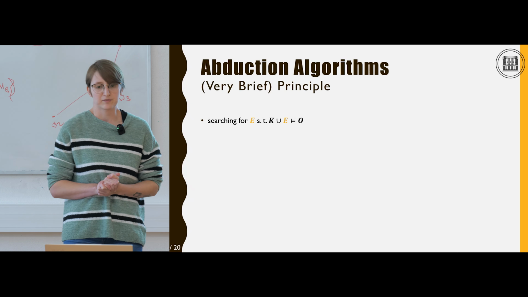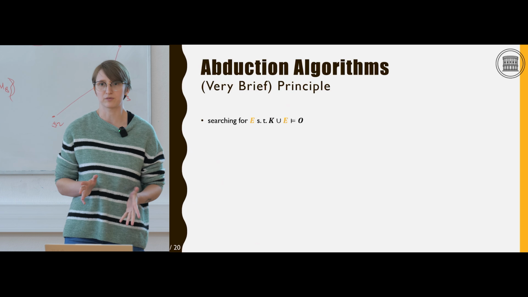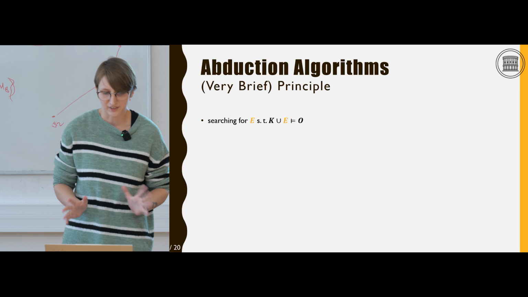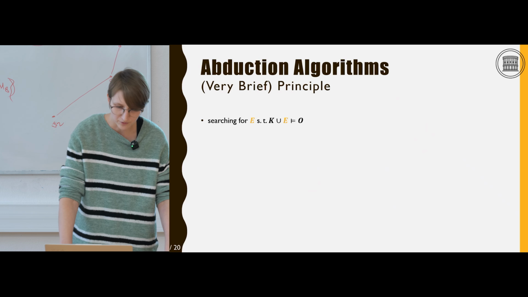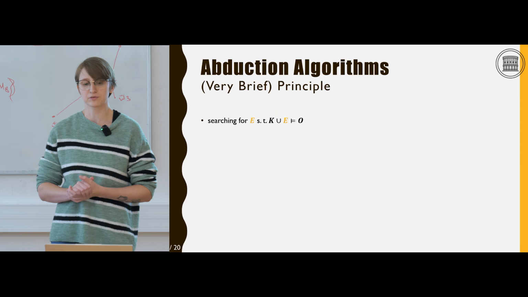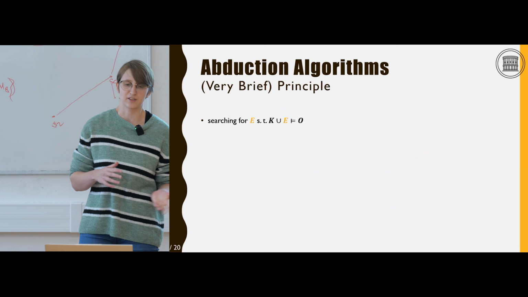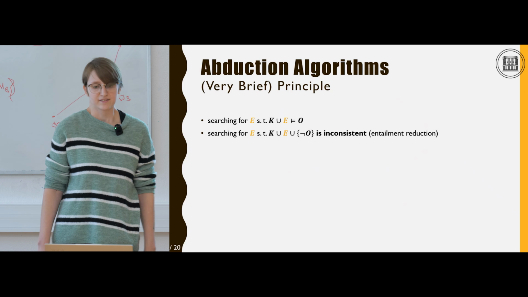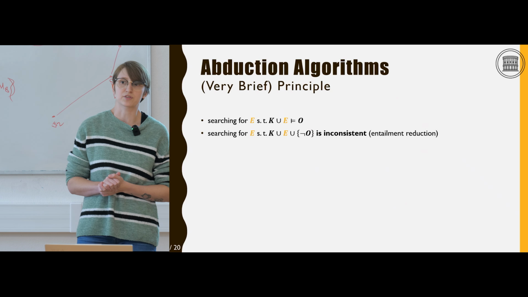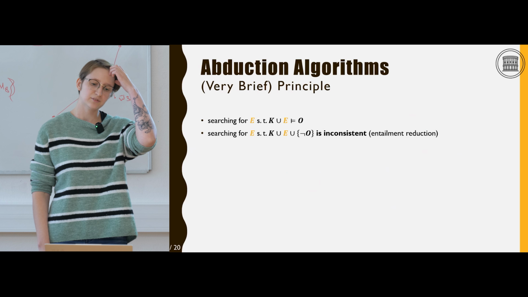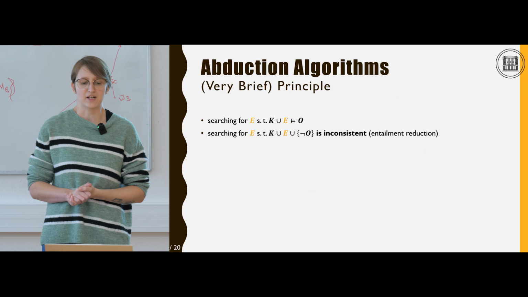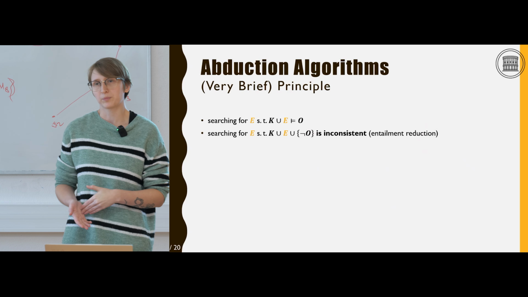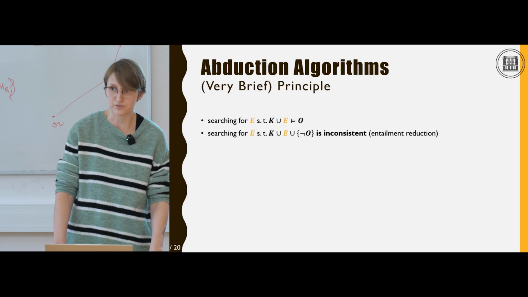So now I will go through the basic principle of these algorithms, but it will be very brief just to catch what they kind of do. So we know what our task is. We want to search for E such that K together with E entails observation O. Well, this task can actually be reduced to consistency checking. So instead, we will search for E's such that the union of K, E, and a complement of our observation is inconsistent.